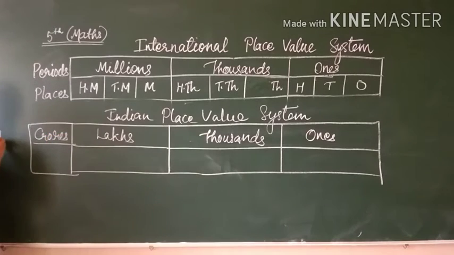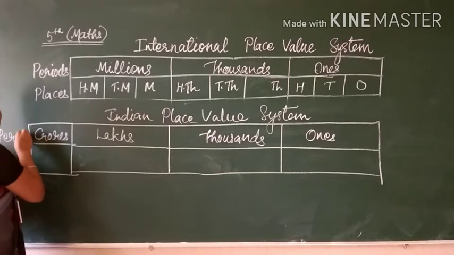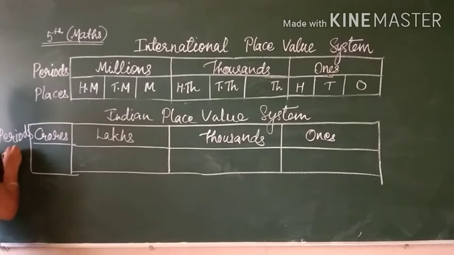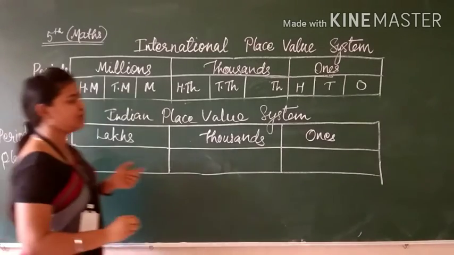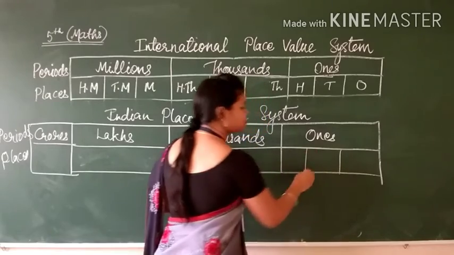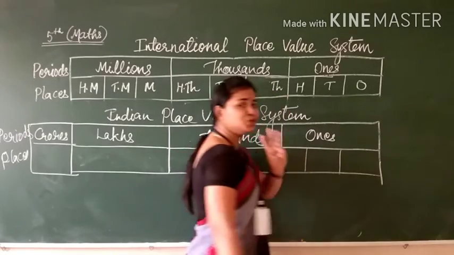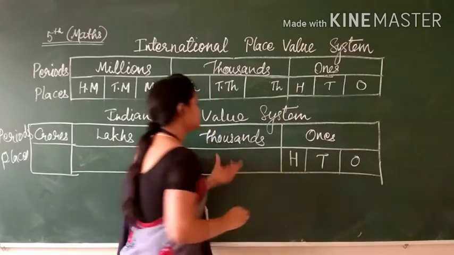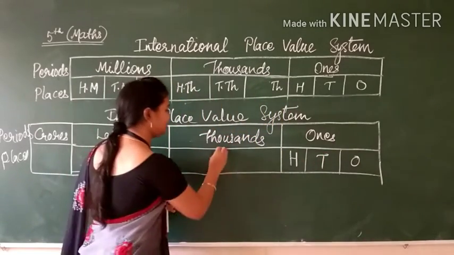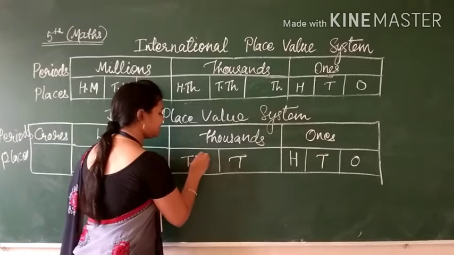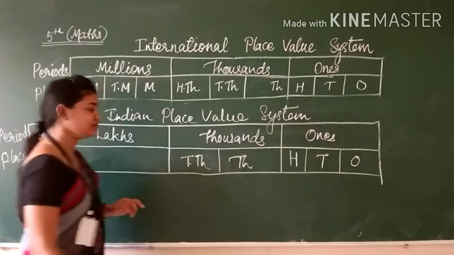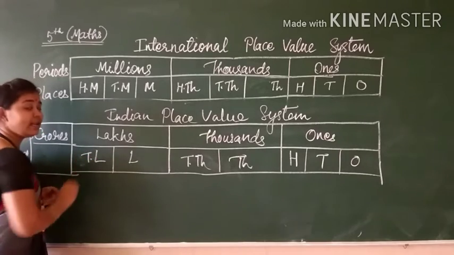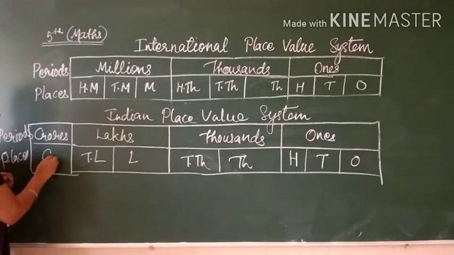crores. So these are the periods and these are the places. So here ones is divided, as I had told you in the previous class, into 3 places: ones, tens and hundreds. Thousands is divided into 2 places: 1,000 and 10,000. Lakhs is divided again into 2 places, lakhs and 10 lakhs, and crore is divided into crore.